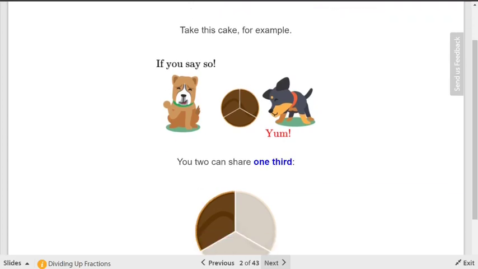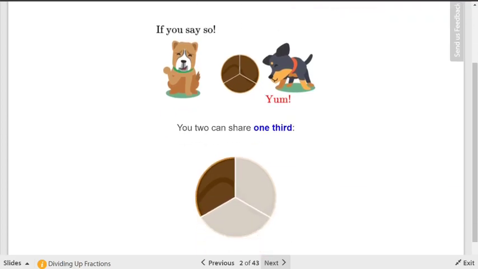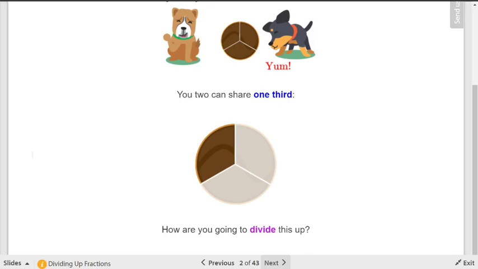So take this cake, for example. If you have 1/3 of a cake, could you share that 1/3 with someone else? I didn't say would, I said could. Yes, you could. How could you divide it so that it would be equal? You're only going to split it between two people, right? So just split it in half. Divide it by 2.